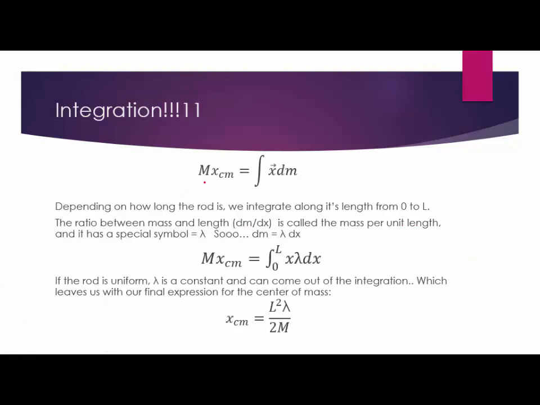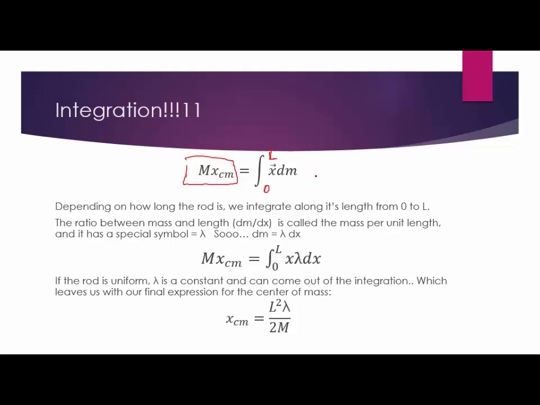All right, so the center of mass. This is our expression even from the last equation, that the total mass times the center of mass is going to equal the integral of the location along the beam, x, integrated with respect to dm, or the mass. Depending on how long it is determines our limits of integration. So if it has length L, we're going to integrate from 0 to L along that length.